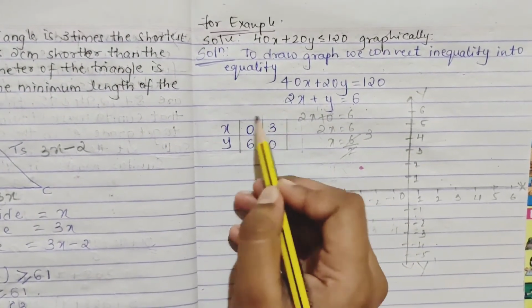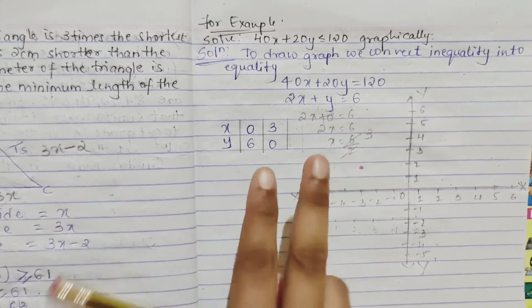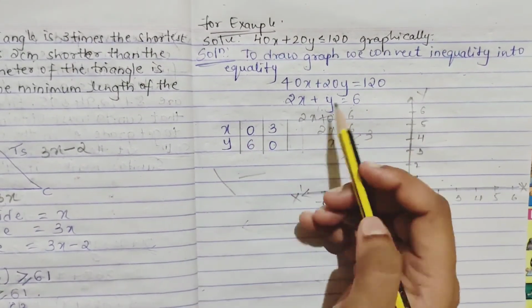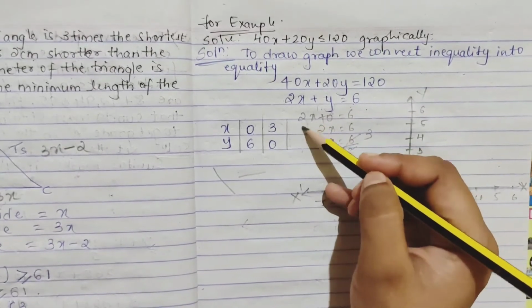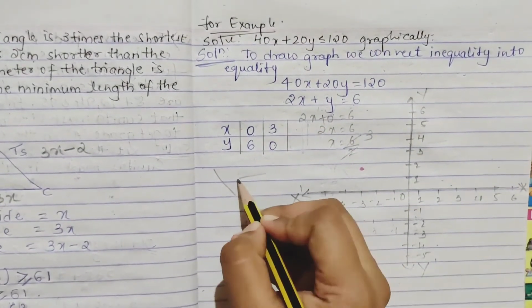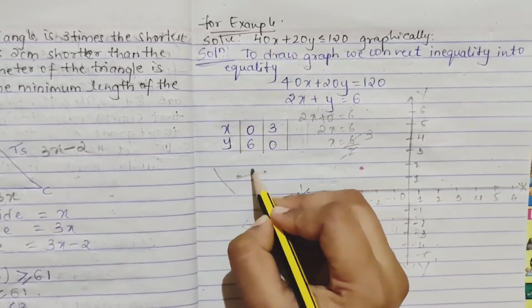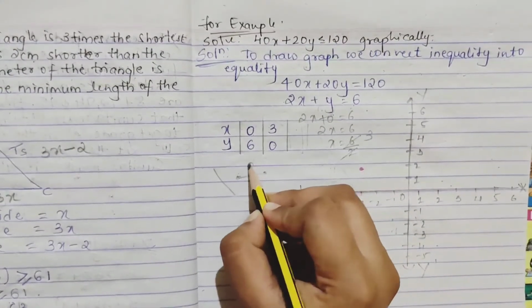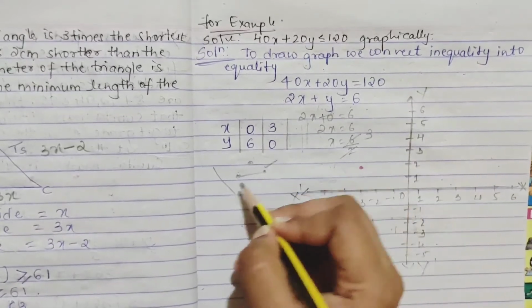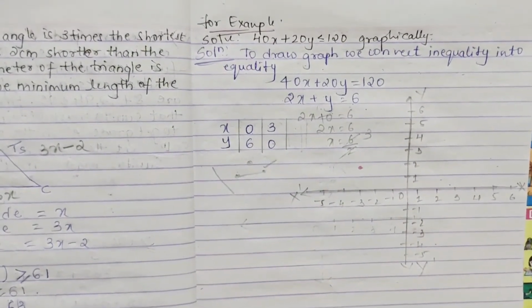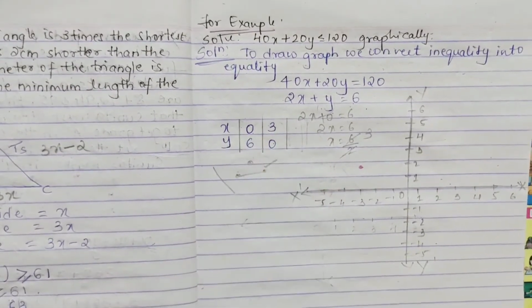See, 2 points, why we tell, if you are very confirmed that you'll get a line, then okay, consider 2 solutions, or else you can go for a third, one more solution. Any points you can take. If you feel the second point is not coming on this line, somewhere here, you can go for your third solution so that you can get a line. Just that's the thing, but minimum there should be 2 solutions.